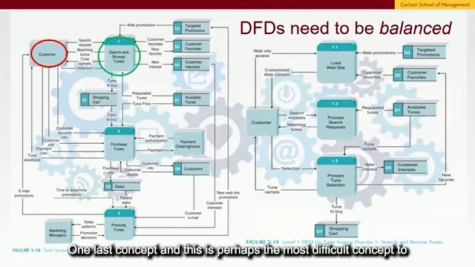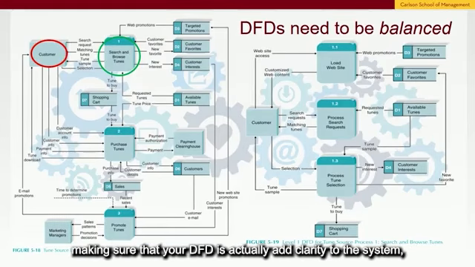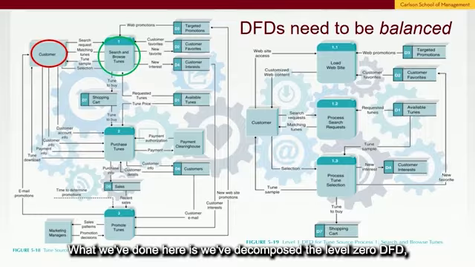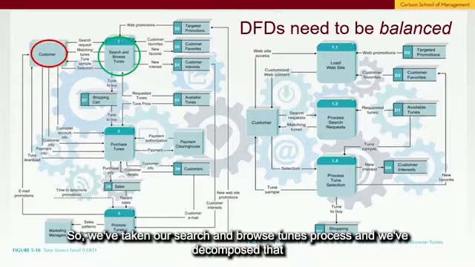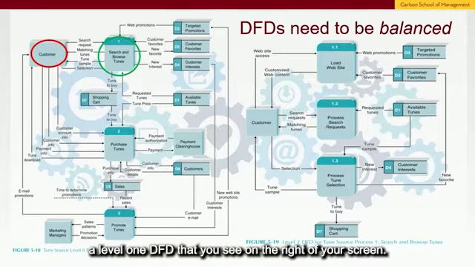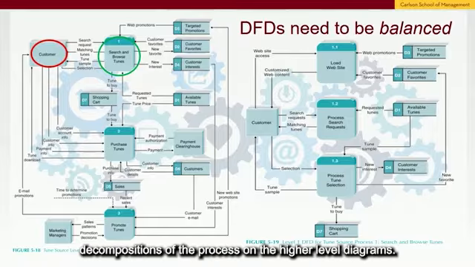One last concept, and this is perhaps the most difficult concept to understand, but the most important when it comes to making sure that your DFDs actually add clarity to the system, is that the different levels of data flow diagram need to be balanced. What we've done here is we've decomposed the level 0 DFD into a level 1 DFD. So we've taken our search and browse tunes process and we've decomposed that further still into something called a level 1 DFD that you see on the right of your screen. In the level 1 DFD, we've labeled our processes with numbers like 1.1, 1.2, and so on to show that these are effectively decompositions of the process on the higher level diagrams.